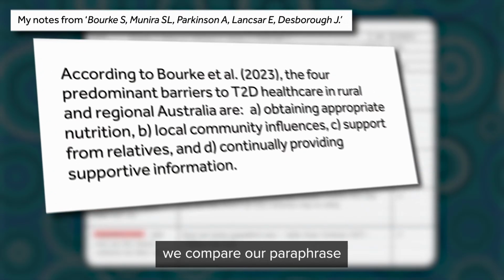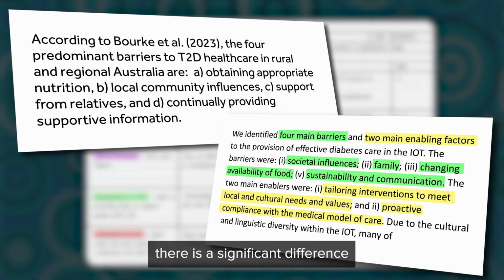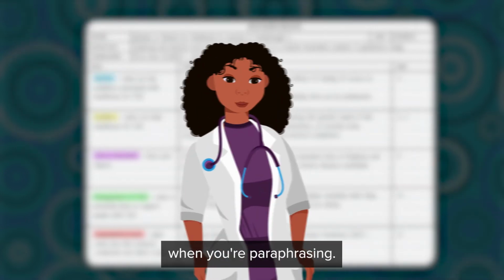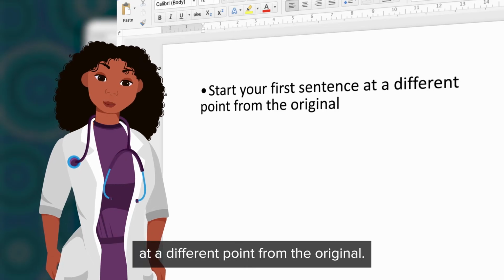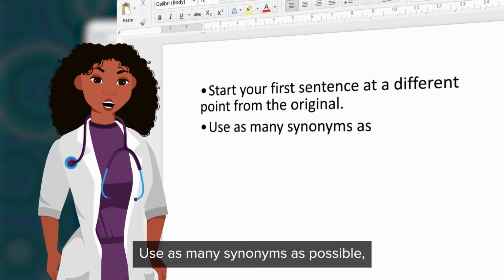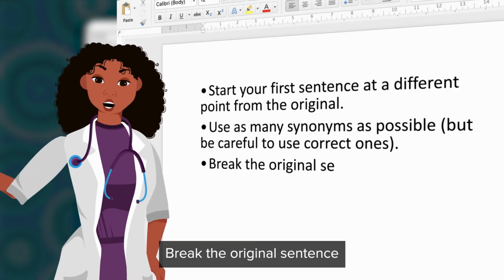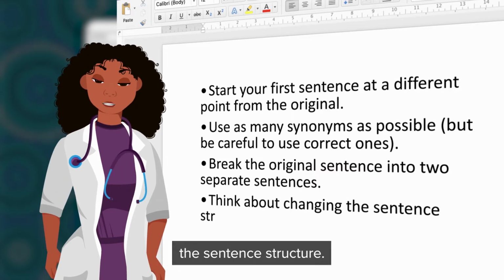Finally, we compare our paraphrase with the original to make sure there is a significant difference. And all looks good. So, some ideas to think about when you're paraphrasing. Start your first sentence at a different point from the original. Use as many synonyms as possible, but be careful to use the correct one. Break the original sentence into 2 separate sentences. Think about changing the sentence structure.